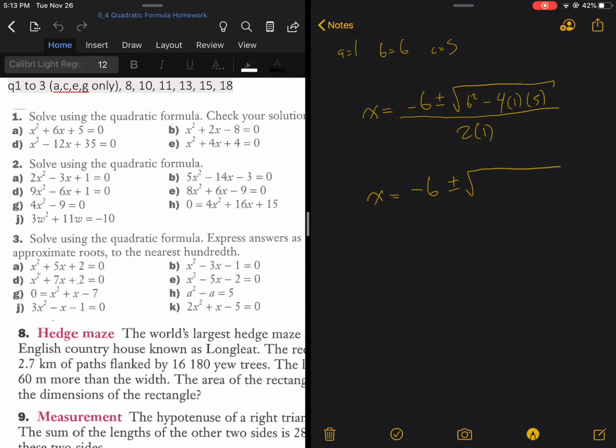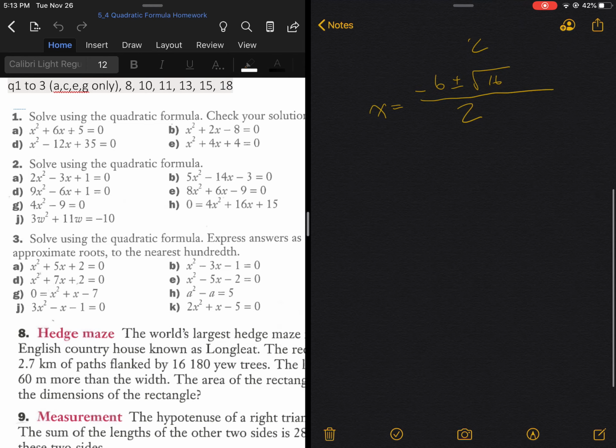Oh boy. So let's solve it first. This minus 6 stays here, plus or minus, let's solve whatever's in here. 36 is b squared, 6 squared, minus 4 times 5. 4 times 5 is going to be equal to 20, all over 2. Well, that's equal to x equals minus 6 plus or minus the root of 16 all over 2.